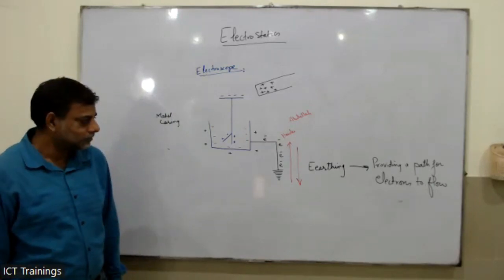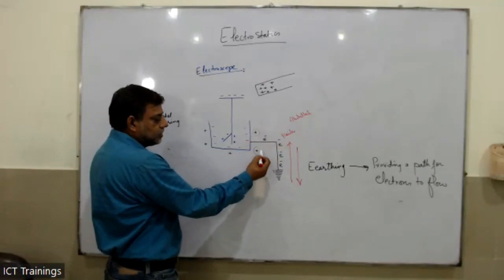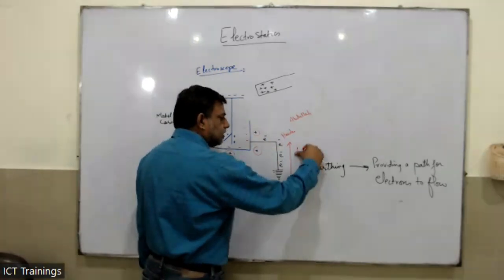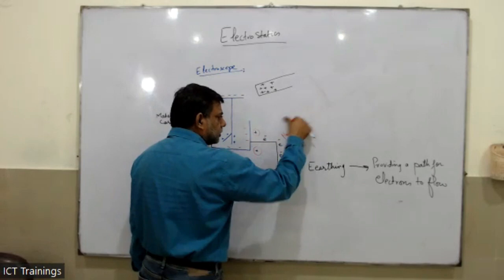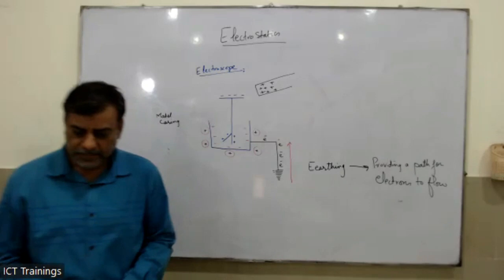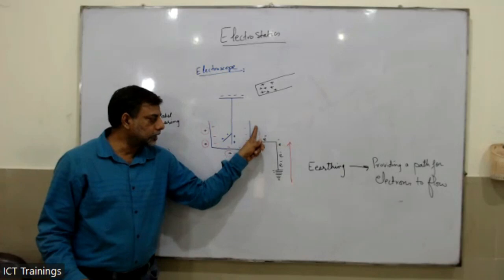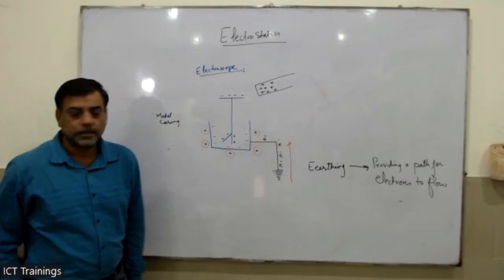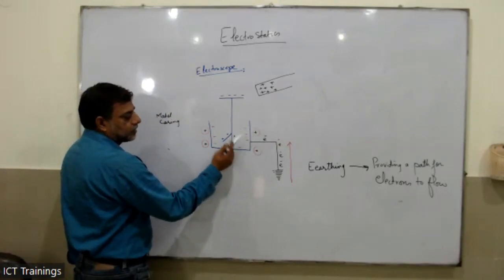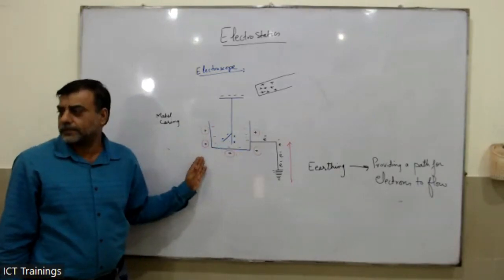Sir, from Earth. They will come from Earth and will be attracted by this positive charge. Ali, very good. Ali thinks that electrons from the Earth are going to move up to neutralize these positives, because negative is attracted by this positive. It will remain there. So nothing is going to happen inside the casing. The outer ones will be neutralized.